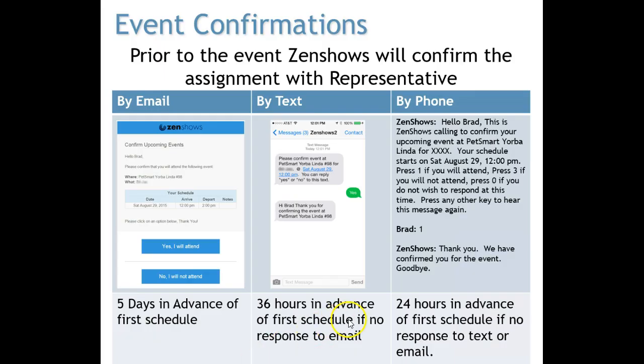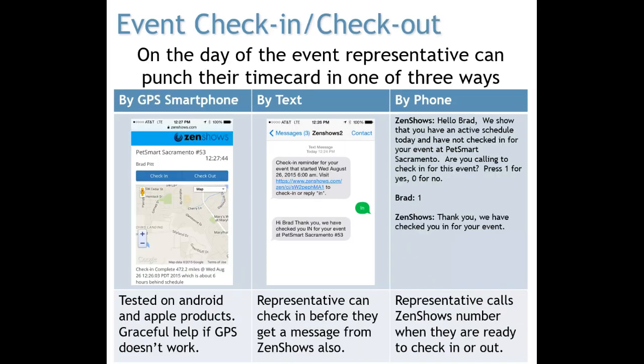First, if you want, we will confirm upcoming events with your field staff ahead of time and ask them to respond either by phone, text message, or email to ensure they will be there. Second, if you want, on the day of the event, we will send them a text message and ask them to check in or out via GPS. Representatives can do this through voice, text message, or they can follow a link so we can get their location.